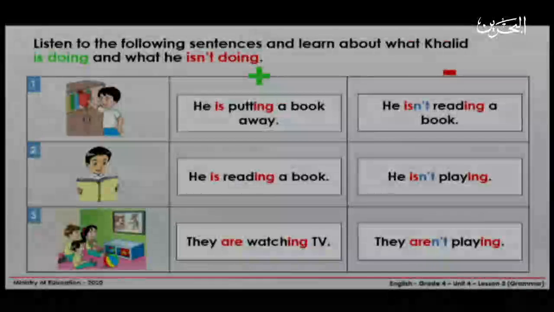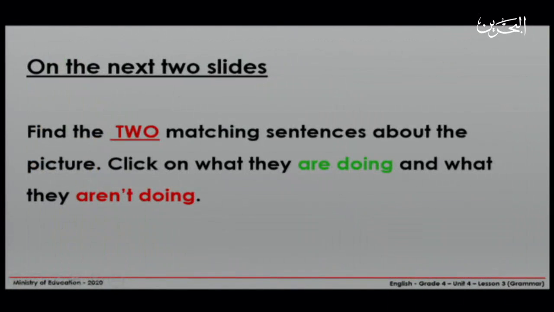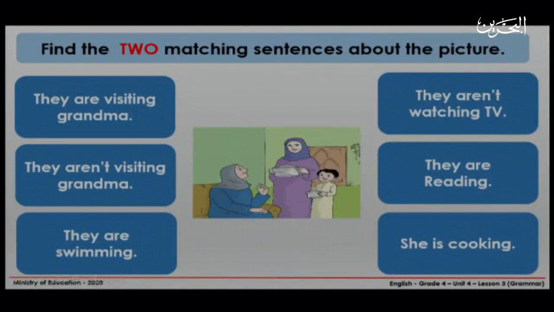Remember, for the negative structure, we start again with the pronoun, followed by verb to be and not, and then finally we add the verb with ing. They aren't playing. Now, on the next two slides, you are going to find the two matching sentences about the picture, and then you will choose what they are doing and what they aren't doing. Let's start. Now you have 2 minutes to find the two matching sentences about the picture.